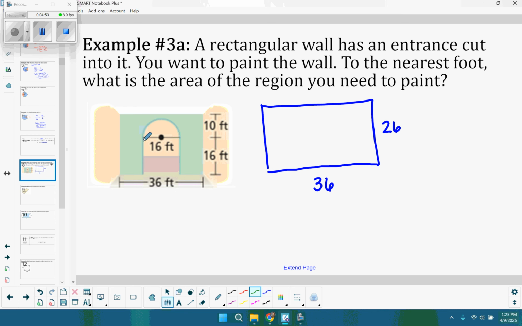So the cut open part is really made up of two pieces. There's one piece here, which is 16 long by 16 high.